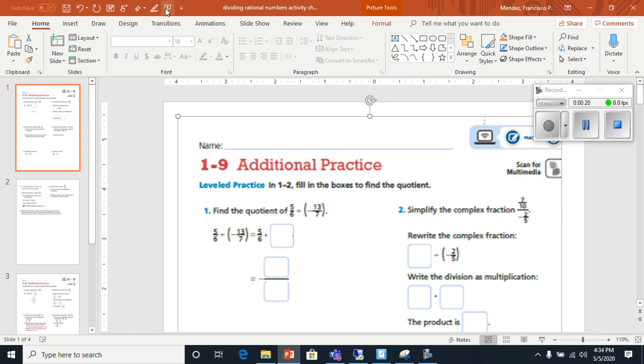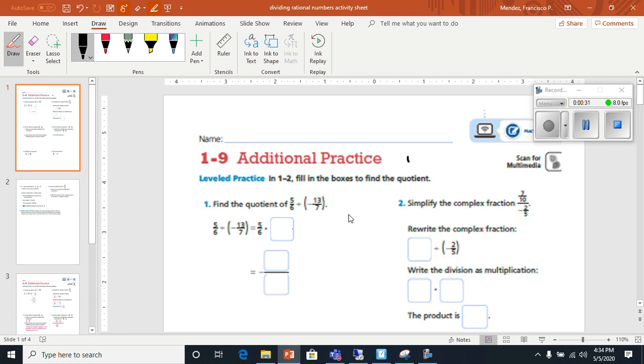First rule being, I'm going to try to use my pen tool here. Doesn't look like it's letting me. Oh, there we go. Our pen tool is acting a little funny today.